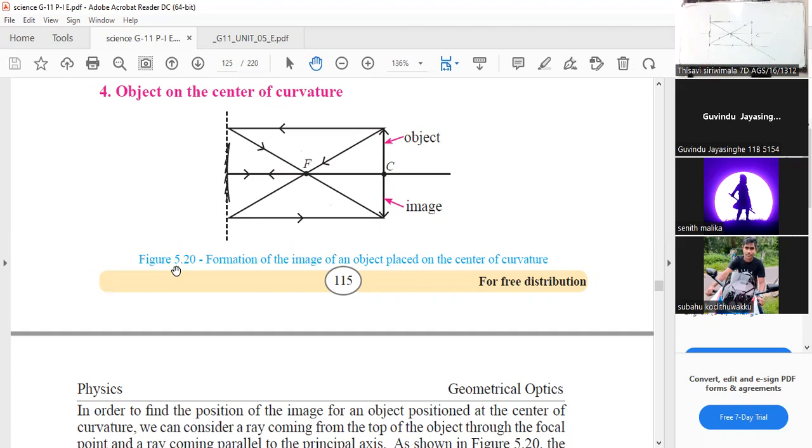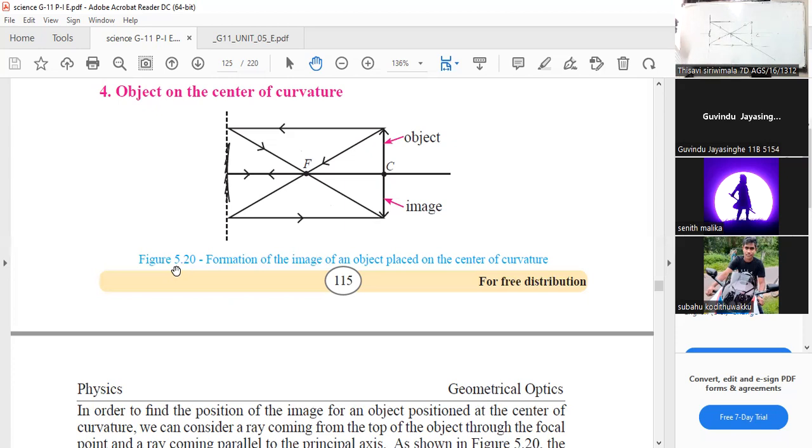So this is how it comes. If you draw it by measuring accurately, you can draw it at once. First ray parallel to the principal axis will go through the focus. Second ray, the one going through the focus will go parallel to the principal axis, because you can't use the previous ray, since you can't send the ray through the center because the object is already on the center. So you can't use that particular ray.